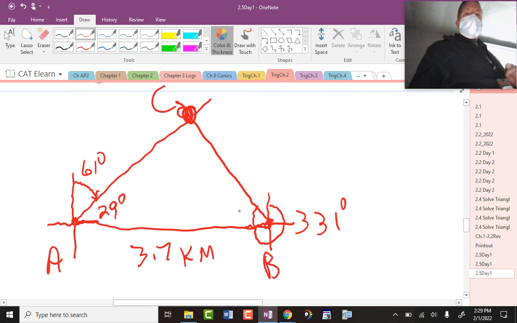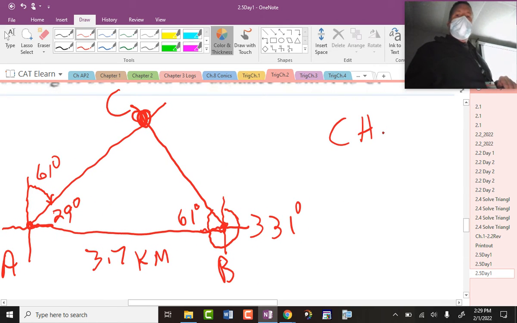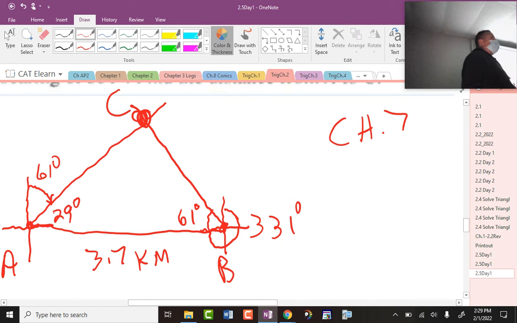Okay, do some math on this one. What's this angle measure here? Well, this is 270. What's left over to get to 331? 3, 2, 1, go. 61. And now this is why we are going to have chapter 7 bearings. I'll tell you why after I tell you what happens in this one.